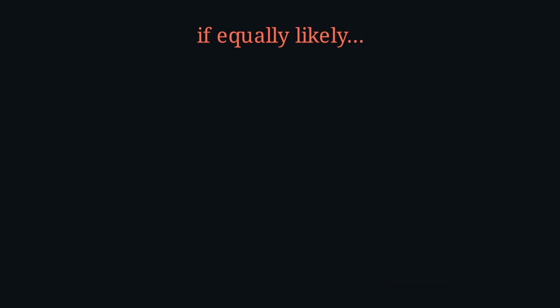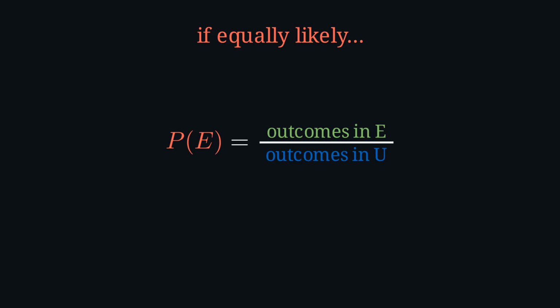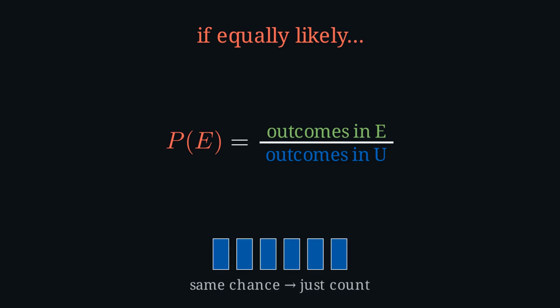Here's the payoff. When every outcome is equally likely, the probability of an event E, the outcomes you want, is the number in E over the number in the whole sample space U. Because each outcome carries the same chance, you find the probability by dividing those counts.